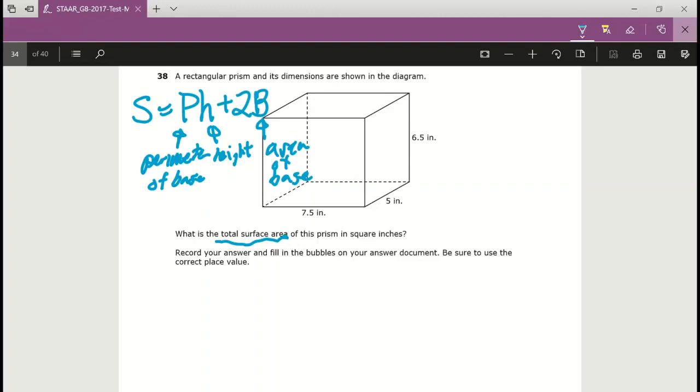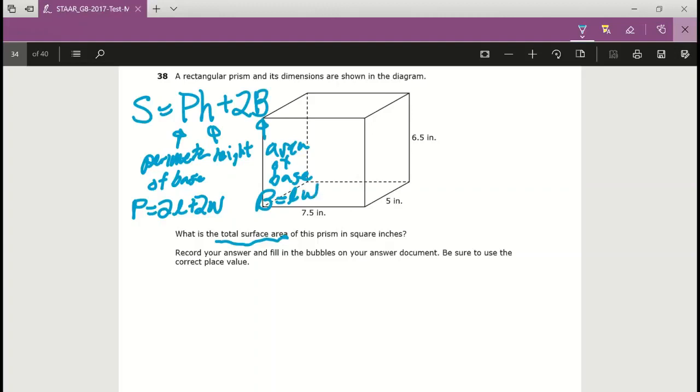Next thing I would realize, I would write down some formulas. You are not given these on your formula chart, but I would recommend memorizing these because these are important. Perimeter of a rectangle is 2L plus 2W, and the area of a rectangle is LW.